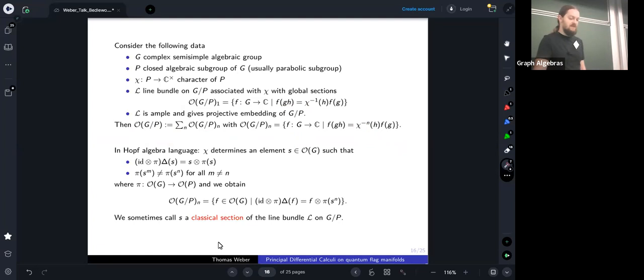So let's see. In the example before, we would have the character that would map to the determinant, to the top left element. Maybe. The top left element, yes, this could be.